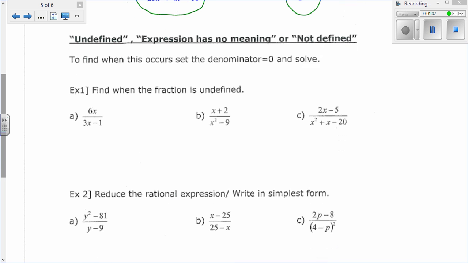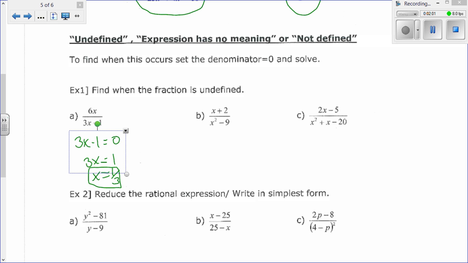So my first example, I have 6x over 3x minus 1. I do not care what's in the numerator. I completely ignore it. And I say 3x minus 1 equals 0. And I add 1, so I have 3x equals 1, and then I divide by 3, so I have x equals 1/3. So when x is equal to 1/3, this fraction is undefined.